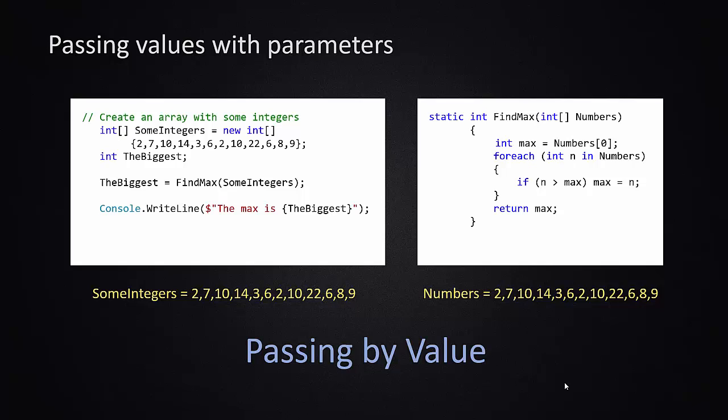This is not a direct access into the original variable sum integers. It's simply a copy of sum integers. So if you make modifications to the numbers array inside of the function, it does not modify the variables in the external array.